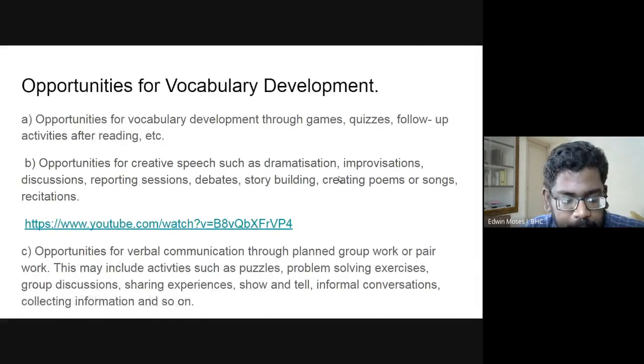Opportunities for vocabulary development. How, as teachers, you can create opportunities for students, right? Through games, quizzes, follow-up activities after reading. So opportunities for creative speech. Just ask them to speak on a particular topic, right? Dramatize, role plays, reporting sessions, debates, or ask them to come forward and maybe make a dialogue, right?